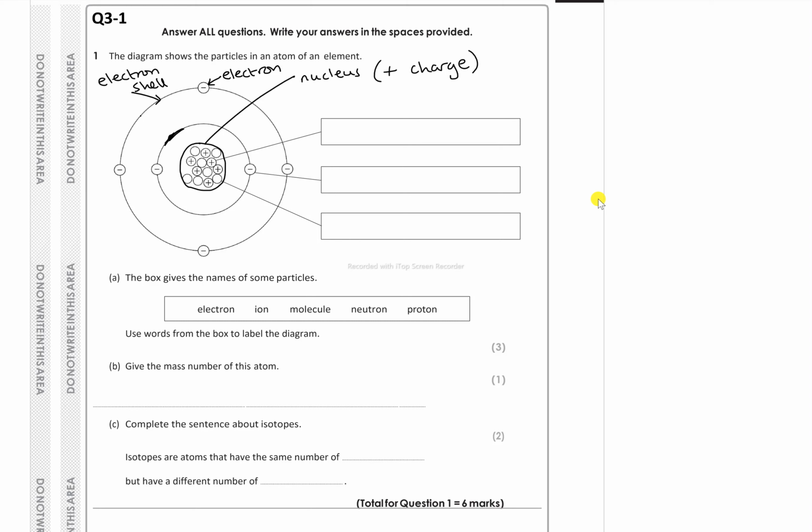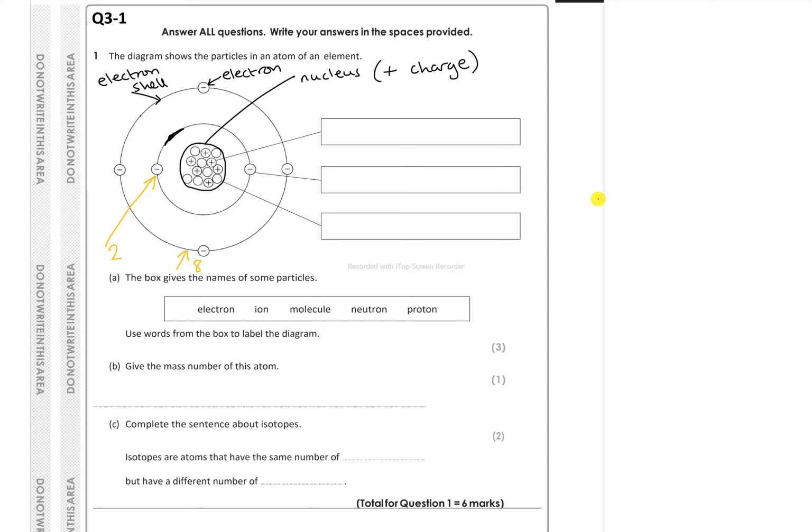Also remember the maximum number of electrons you can have on the inside is 2. Then on the next shell you can have 8, and then 8, and then really you're not worried about that, because you just need to know the first 20 elements.